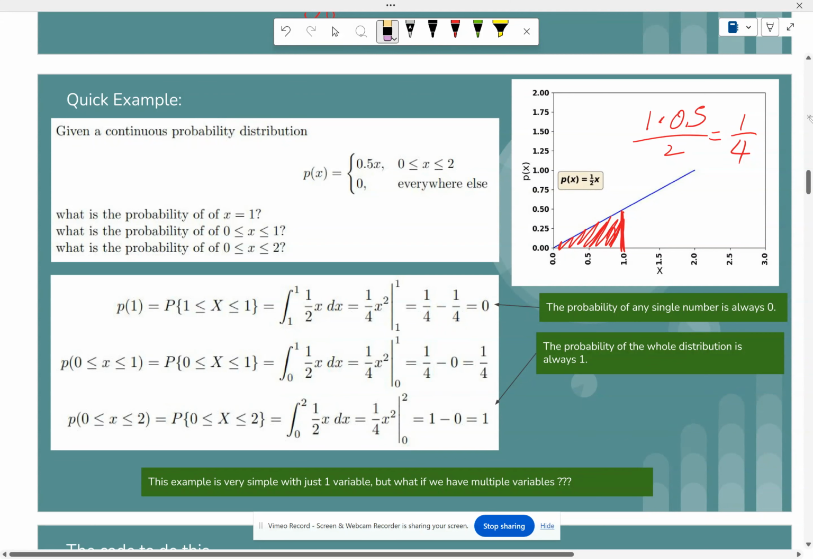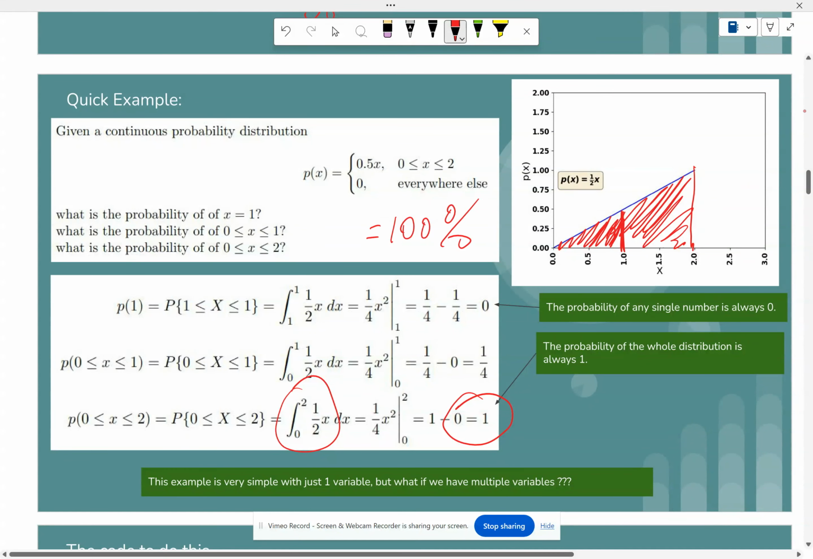Now, the last one is from 0 to 2. Well, that is the entire thing. If you're talking about the entire thing, then the probability always sums up to be 1. So 1 in this particular case represents 100%. Whenever you have a probability mass or probability density function, if you add all the probabilities, it should be 100%, which is mathematically 1 for probability.